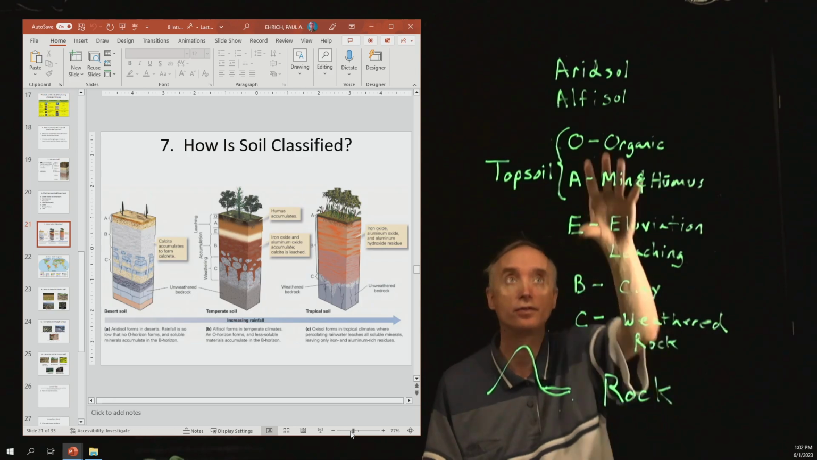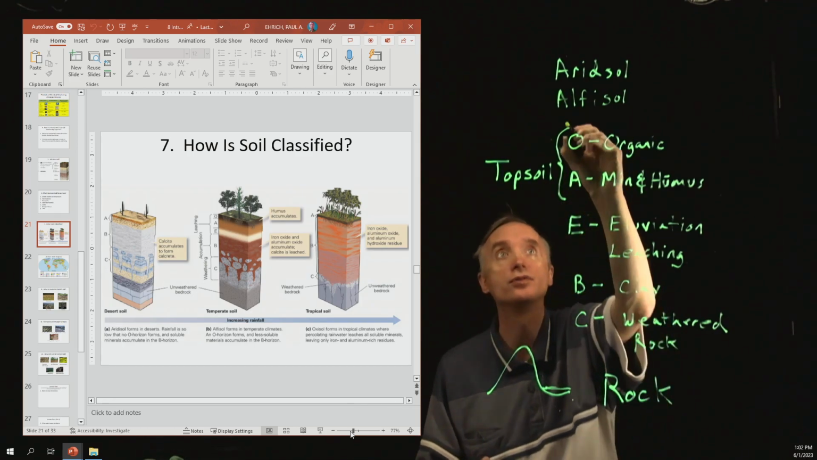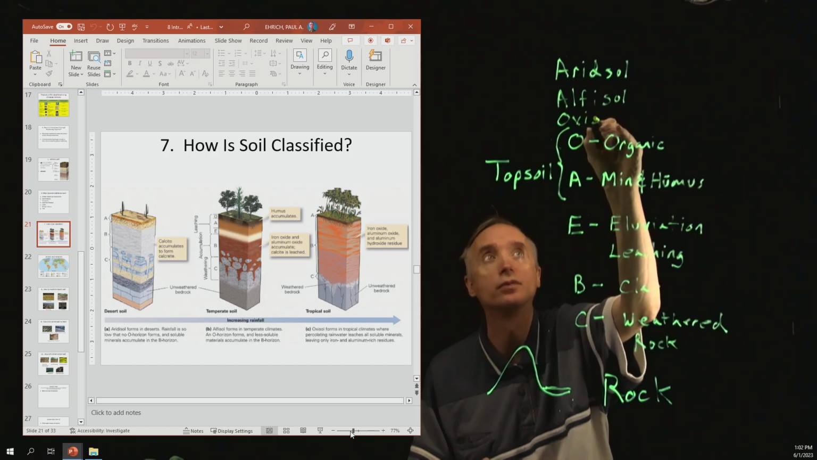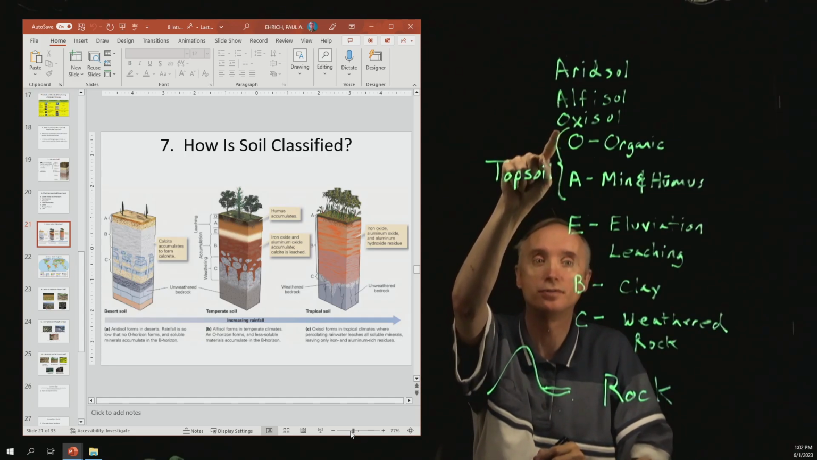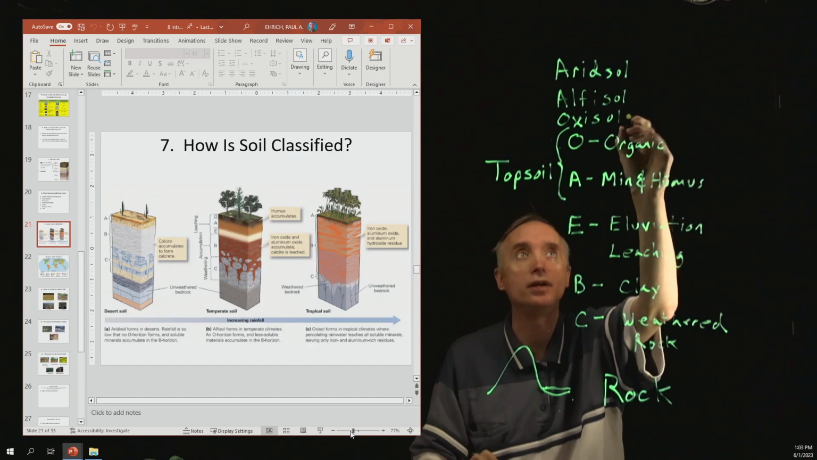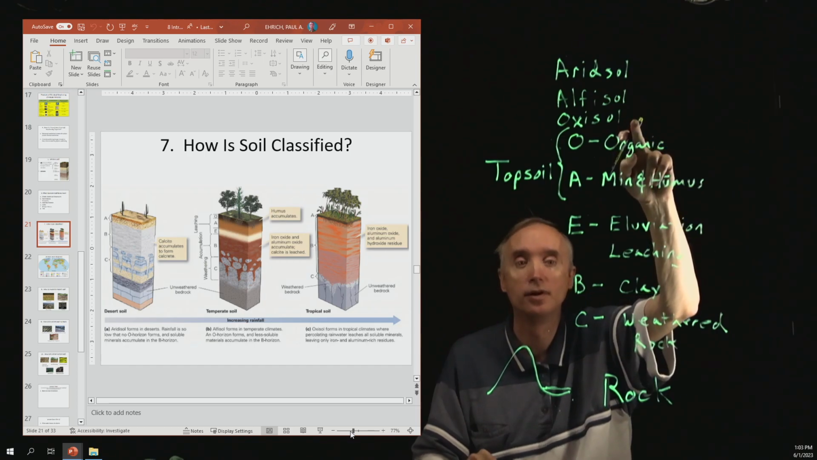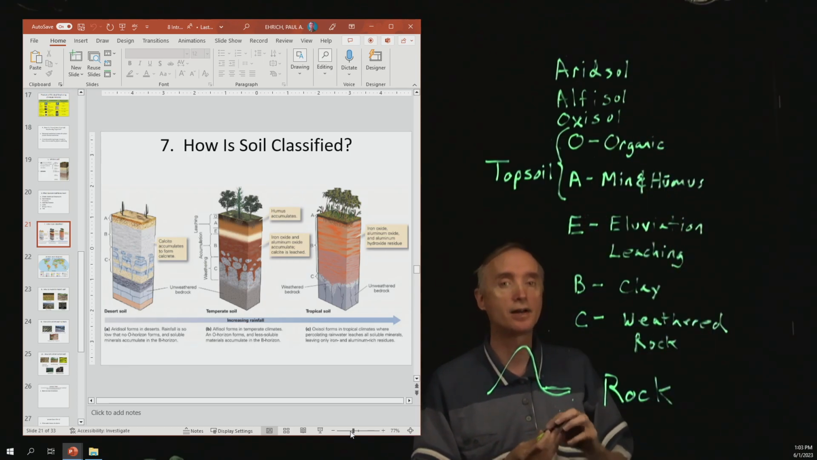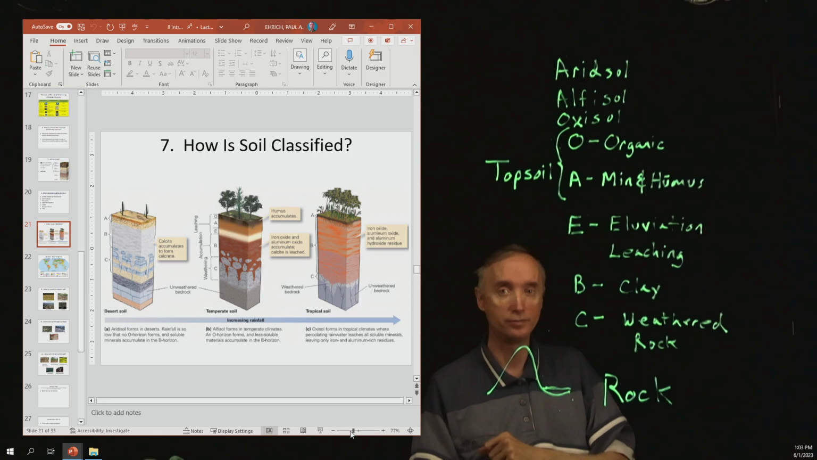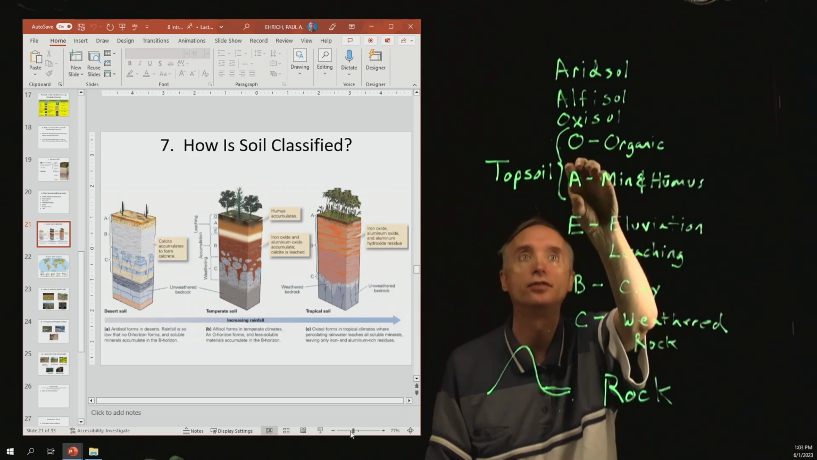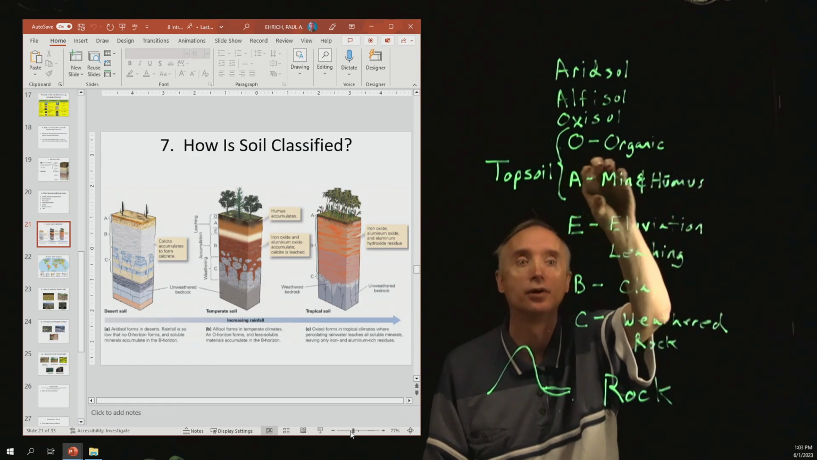Okay, then you have the third category over here, which is going to be called an oxisol. So can you imagine that it has a lot of oxidation going on? So this is going to be in a jungle environment. So this is desert, this is temperate, this is jungle. So in a jungle environment, it's the exact opposite of the desert environment. You have a lot of rainfall going on. And so that rainfall is so heavy that you don't tend to have a very well-developed A horizon.